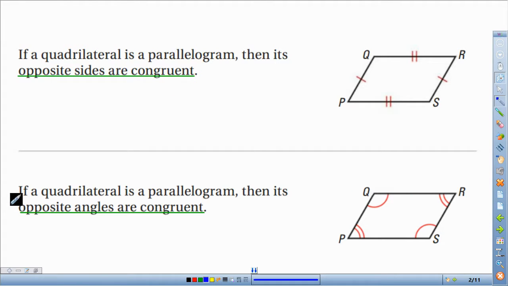The next thing is a similar idea with angles. It's saying if a quadrilateral is a parallelogram, then its opposite angles are congruent. We can see that here. These opposite angles, remember opposite just means right across from one another. Q and S would be considered congruent angles. They'd be the same measure. And same thing with angle R and angle P. Those would also be congruent to one another. So congruent opposite sides and congruent opposite angles. Those are our first two rules.